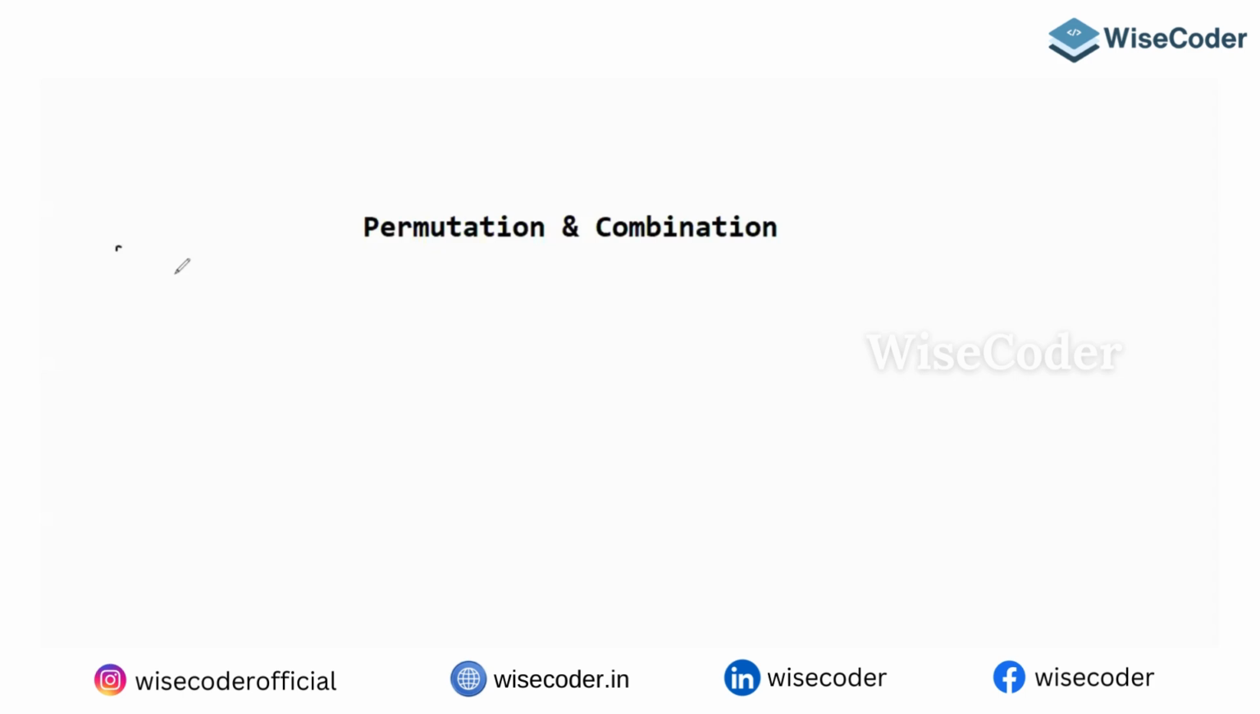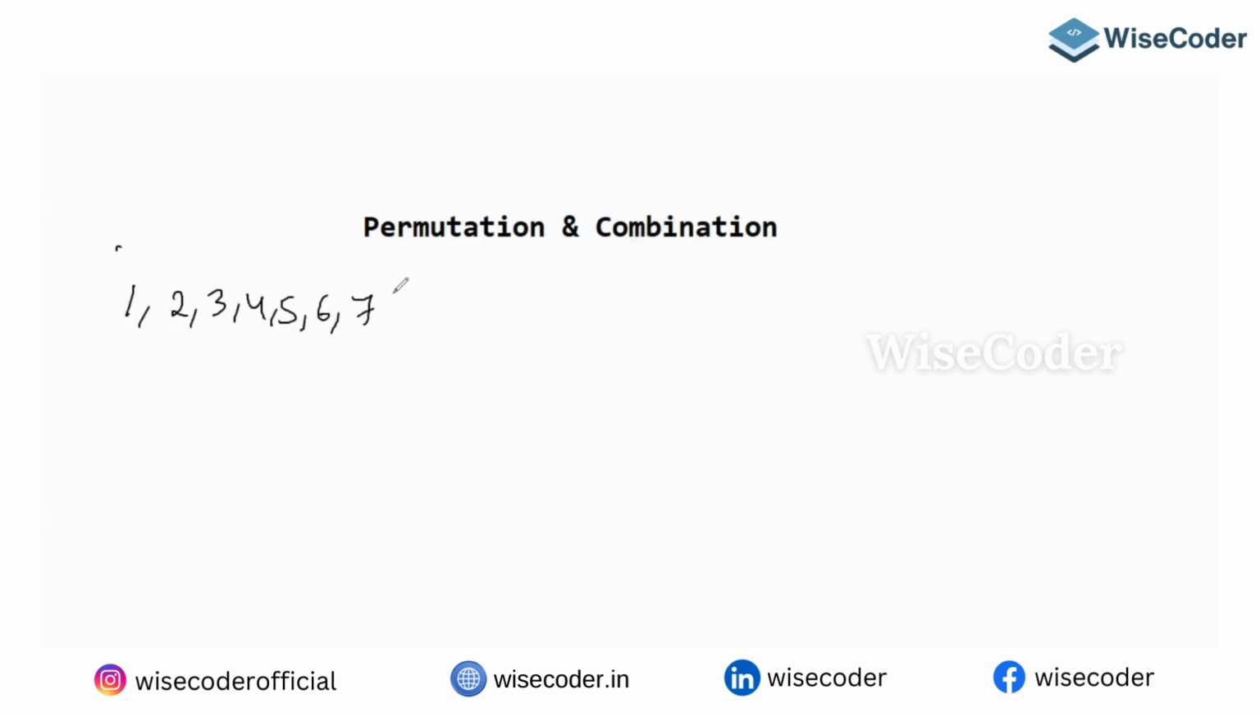Using digits 1 2 3 4 5 6 7, how many 5-digit even numbers can be formed without repeating any digit?